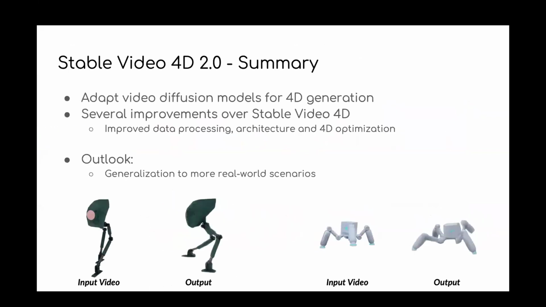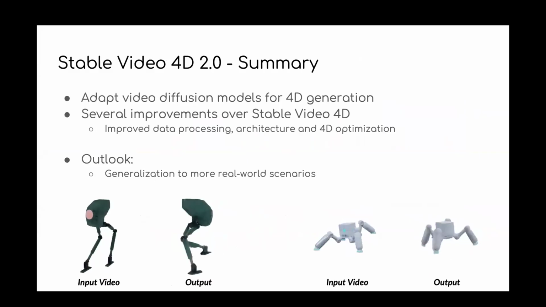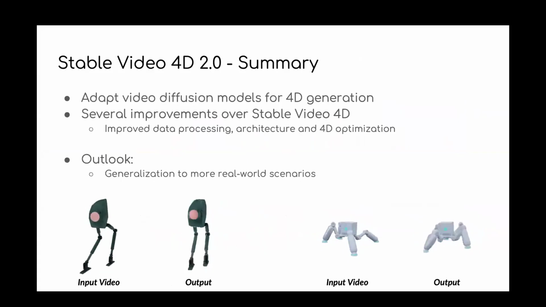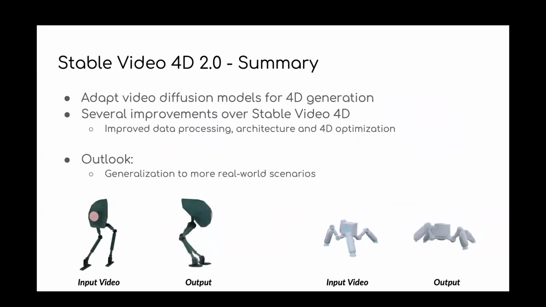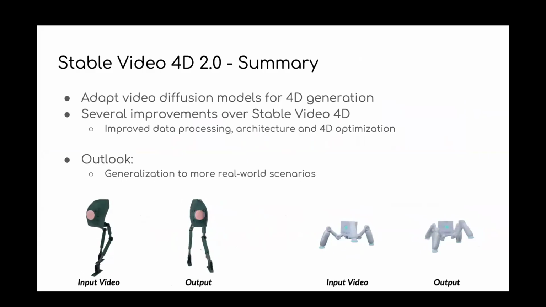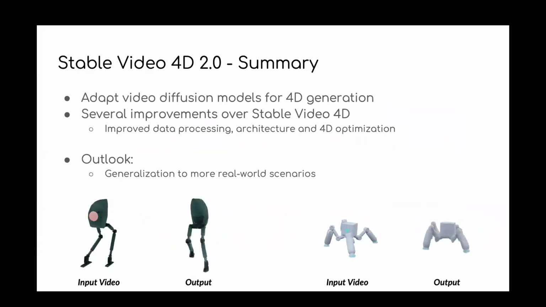To briefly summarize this part, we adapt video diffusion models for 4D generation, and we made several improvements over Stable Video 4D, our previous work, with improved data processing, architecture, and 4D optimization. And we're working towards generalizing to more real world scenarios, etc.